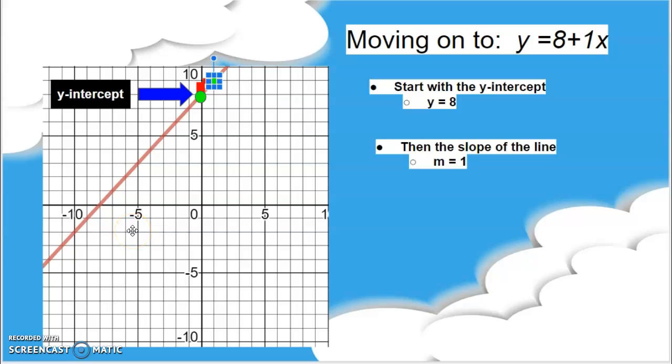And make sure we get both dots. We can also go in reverse, so we can go down 1 and over. And there are your 3 dots of the line.